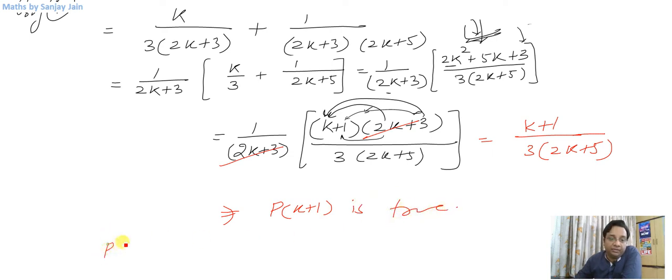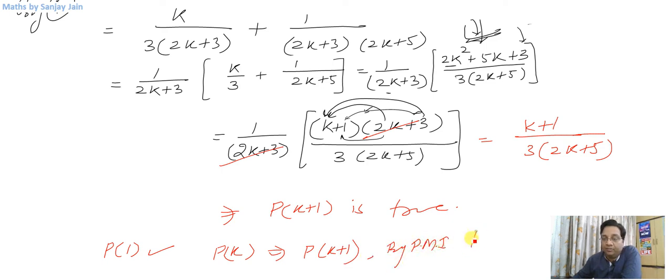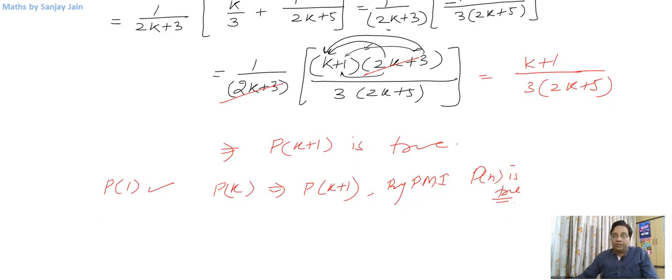And then the final statement that P(1) is true. P(k)'s truth implies P(k+1)'s truth. Hence, by the principle of mathematical induction, P(n) is true. All right.